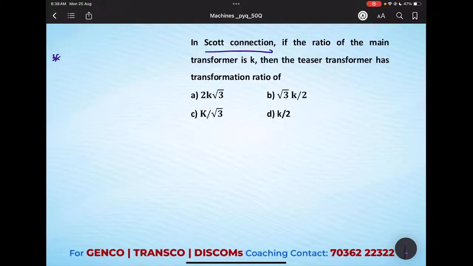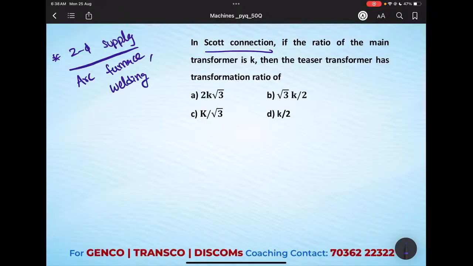In some industrial applications, we may require two-phase supply. The applications are arc furnaces and welding. I'm talking about industrial applications. In general, we have single-phase supply and three-phase supply, but some applications require two-phase supply.